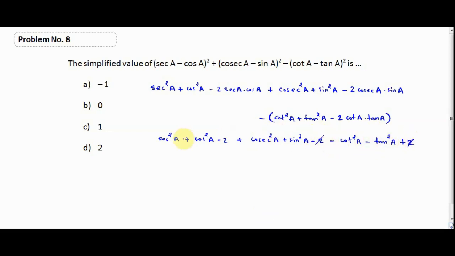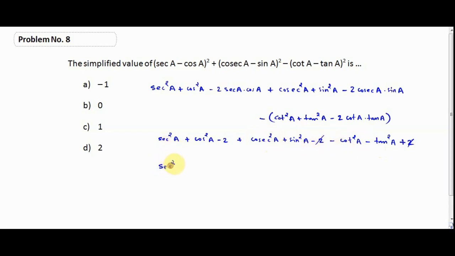Then here we have cos square A, here we have sine square A, so when you add up those two you will get 1. Then here we have sec square A, here we have minus tan square A. When we combine those two we will get 1. Then here we have cosecant square A, then we have minus cot square A here. So when you combine these two, you will get another one. So let's do that.